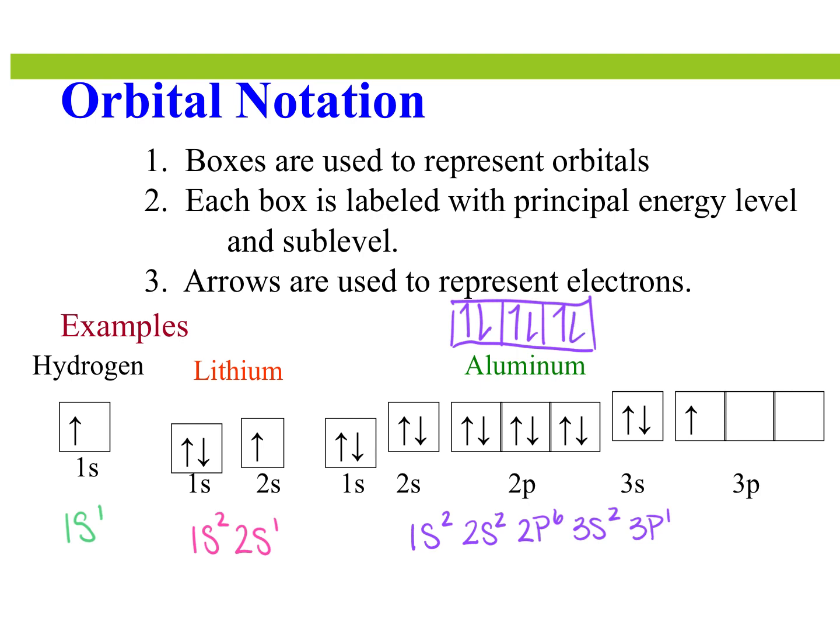The real benefit of these orbital notation diagrams is seeing how many unpaired electrons there are. So aluminum has one unpaired electron, so we know aluminum is going to want to bond. It wants to have a filled orbital.